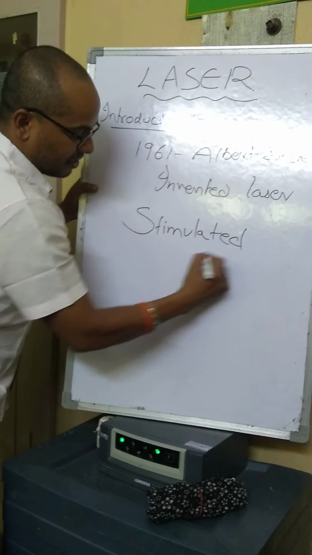So let me go for a repetition of the laser. Light amplification by stimulated emission of radiation. Amplification is nothing but multiplication. So the photon number will be multiplied by a process called stimulated emission. Let me go into detail. What is emission and what is absorption? All this comes under the introduction part, right?